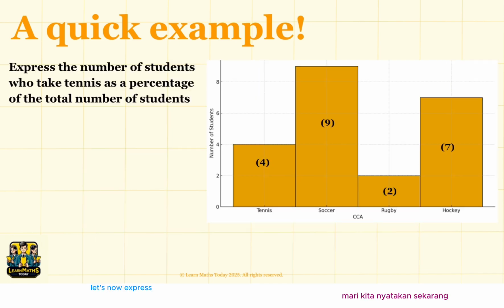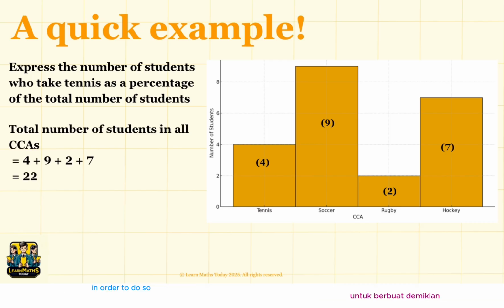Let's now express the number of students who take tennis as a percentage of the total number of students. In order to do so, we'll first find the total number of students in all 4 CCAs, which is 4 plus 9 plus 2 plus 7, to give us 22.